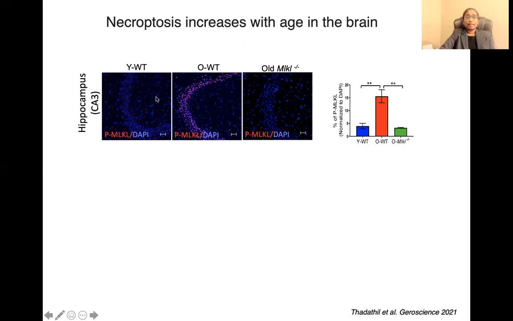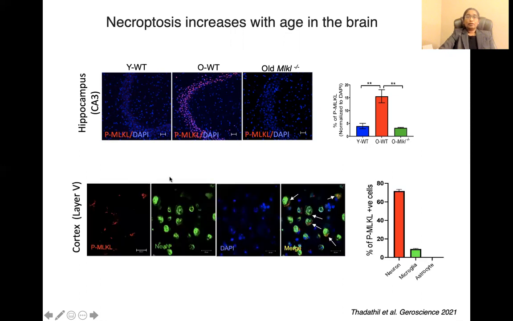So as compared to the young mice, old mice have increased staining for phospho-MLKL in the hippocampal CA3 region, as shown by the red color. As a control, we used brain sections from old MLKL knockout mice to confirm that this staining is specific. So we also went ahead and characterized which cell type is expressing phospho-MLKL.